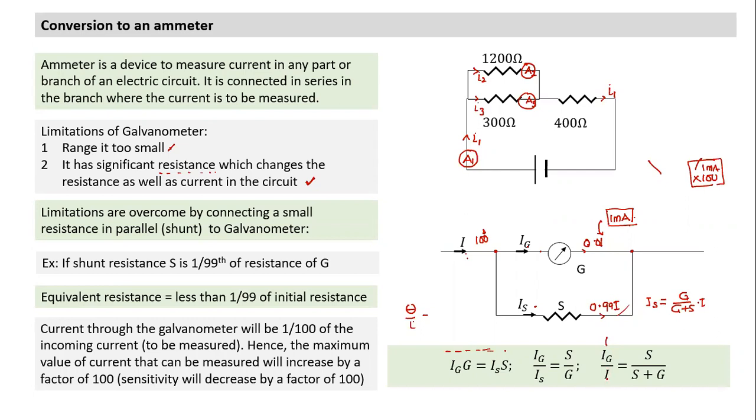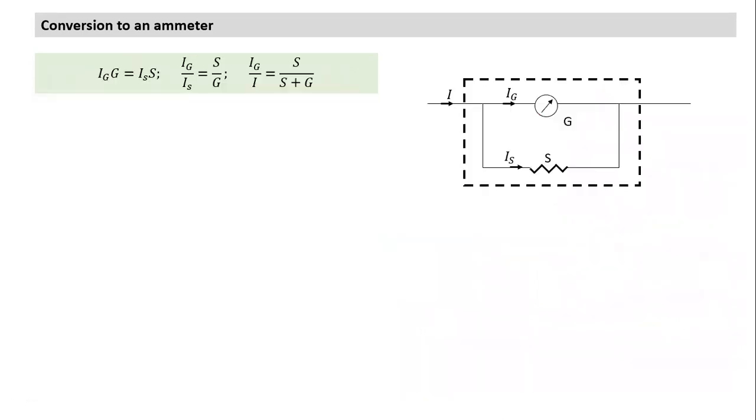Okay, and this is the current which is being measured. So this is the only equation. In the first case, galvanometer, torques being equal, and in the case of conversion of galvanometer into ammeter, only one point, potentials being equal. I use that equation, then I can solve anything related to conversion of galvanometer into ammeter.